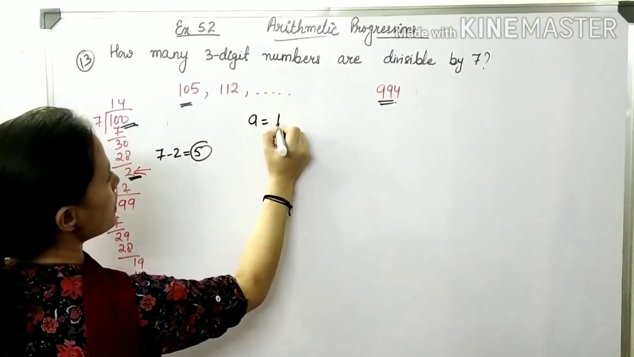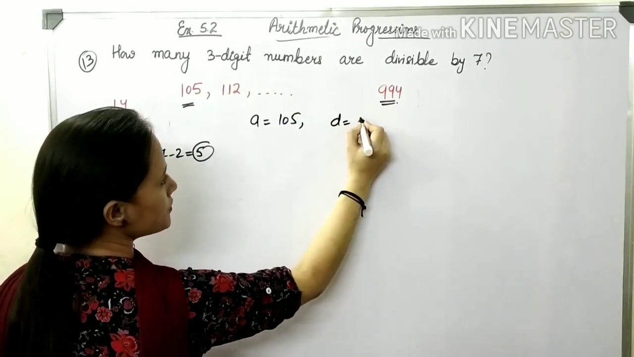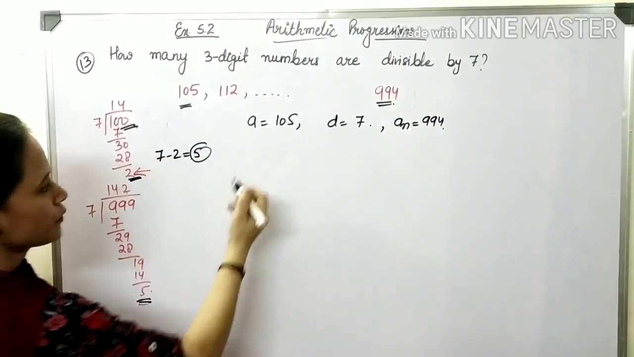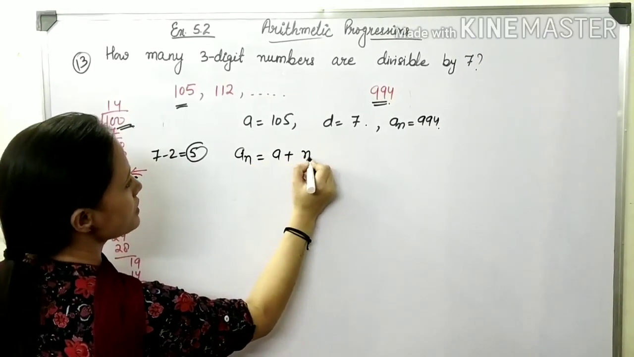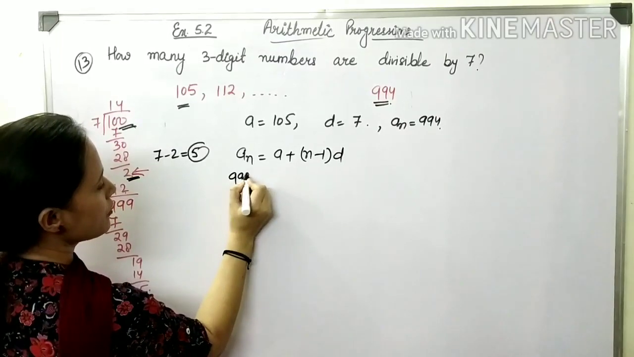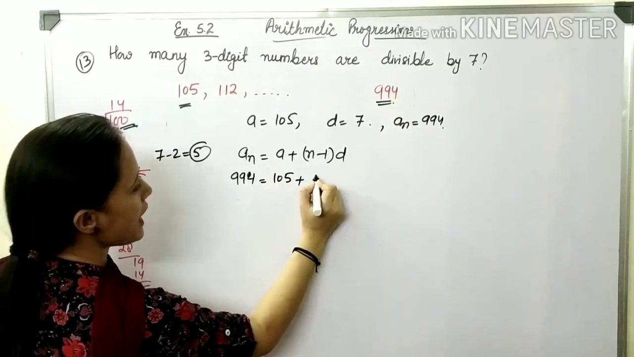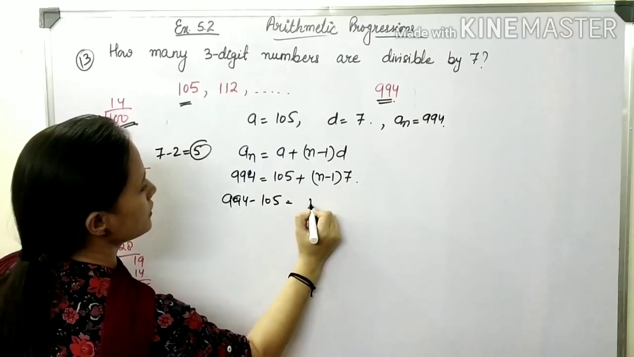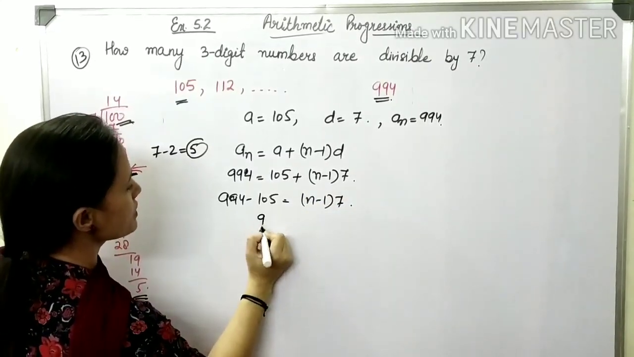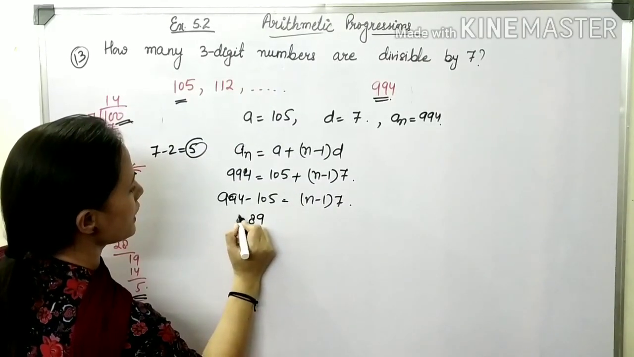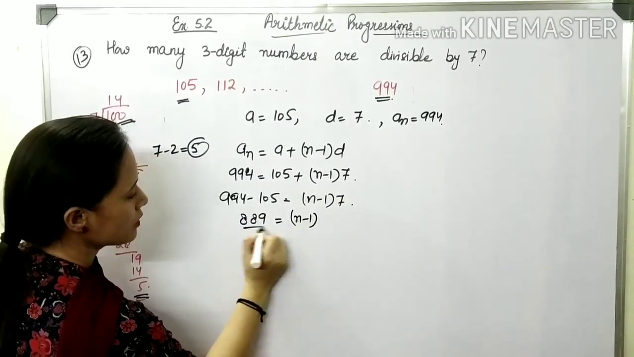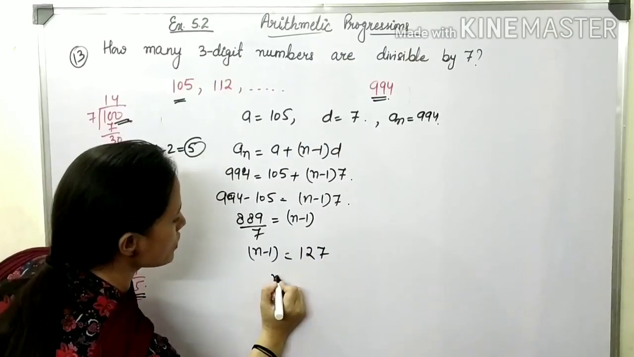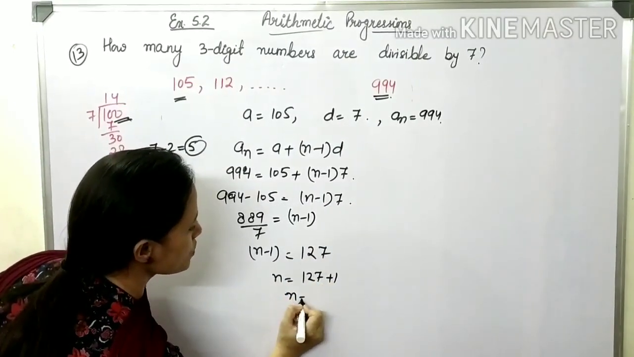So the first term A is 105, D is 7, and the last term AN is 994. We need to find this N. We'll just apply the formula: AN is equal to A plus N minus 1 times D. So 994 equals 105 plus N minus 1 times 7. This calculation you can easily do yourself. This gives us 889, and N minus 1 is 889 divided by 7, which is 127. So N is equal to 127 plus 1, N is equal to 128.